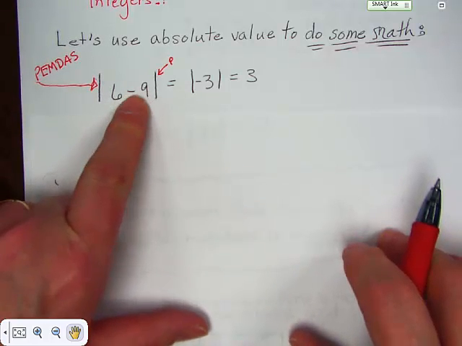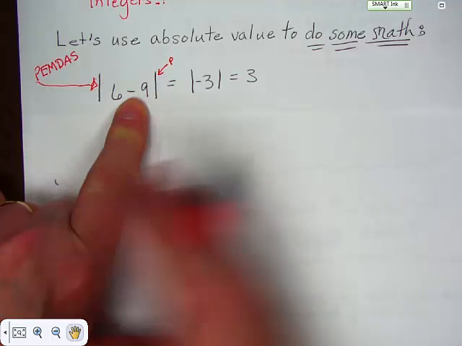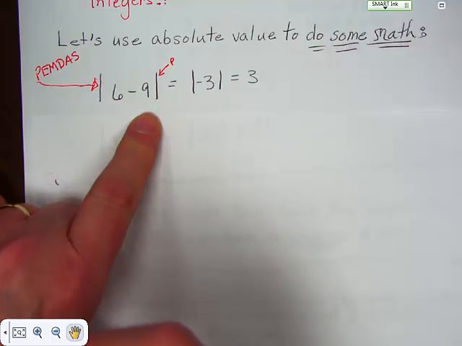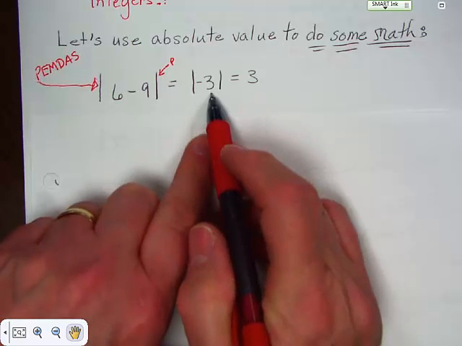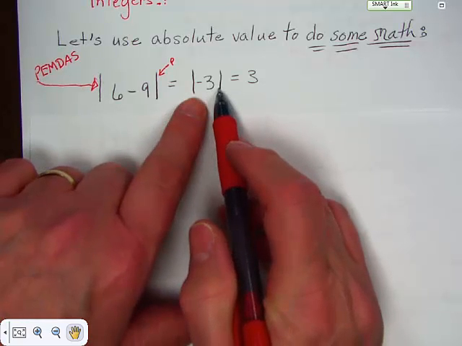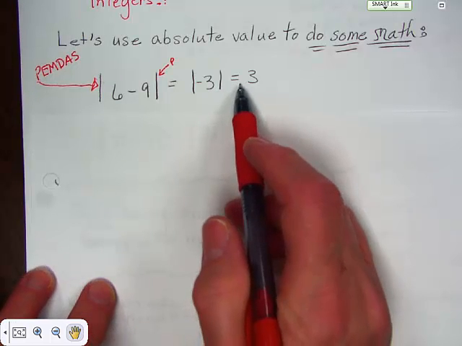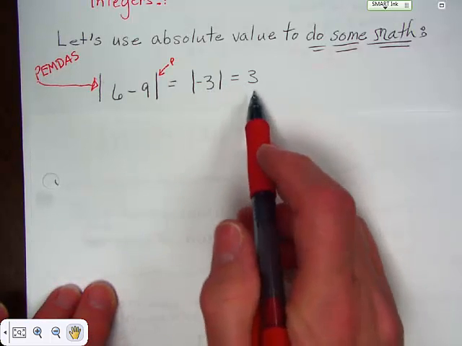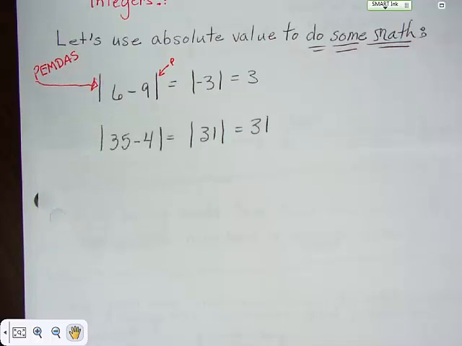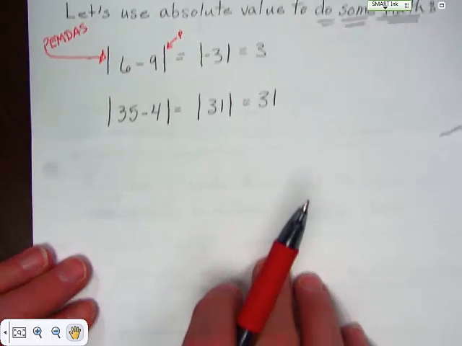So 6 minus 9, which means you go to the right 6 and to the left 9, you're going to end up with a negative 3. Still inside these parentheses or absolute value signs. And then the absolute value of a negative 3 is just 3. Same way with this one below.